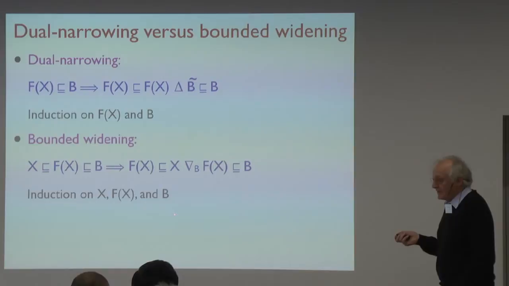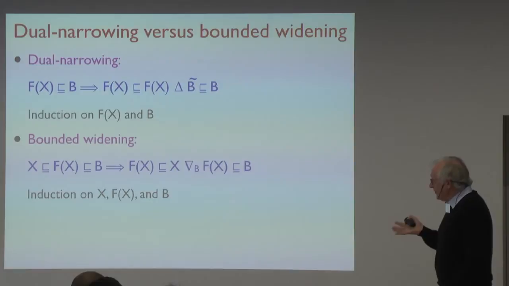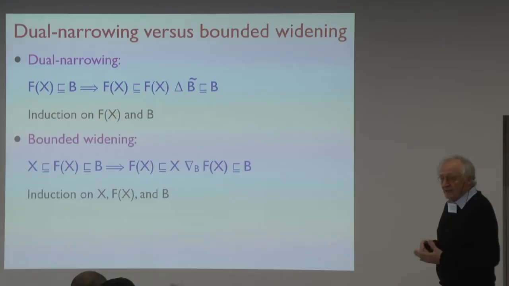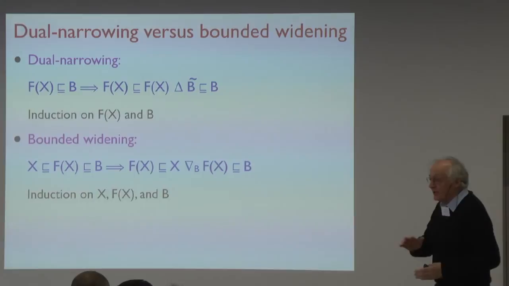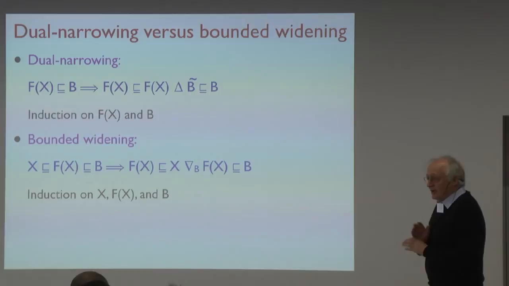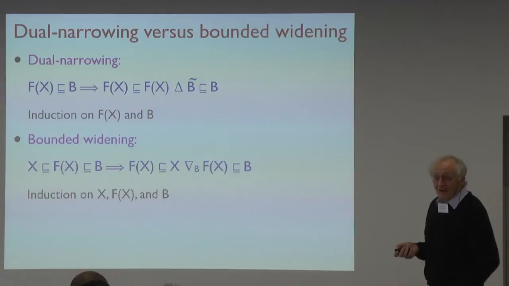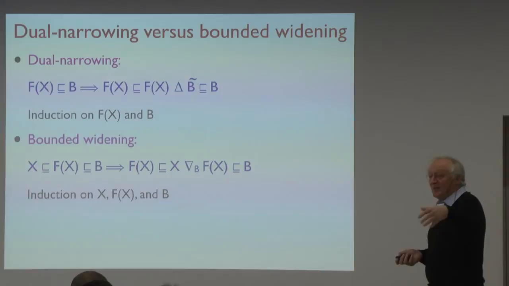And as I said before, when you do an induction on a larger past, you have a better chance to be precise, because the whole trick of widening is to extrapolate the previous behavior into the future. And the more knowledge you have of the previous behavior, the more chances you have to get the future right. This is well known in finance. They don't do that on one measure. They do extrapolation on many, many measures to be more precise.